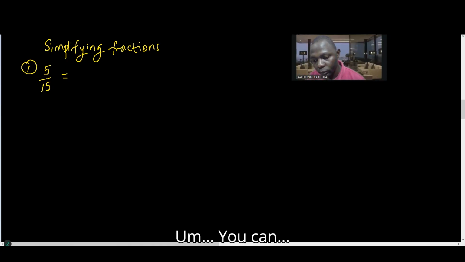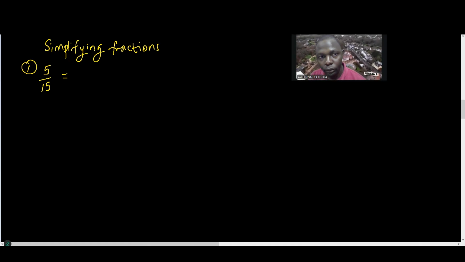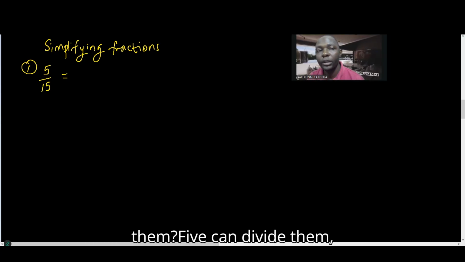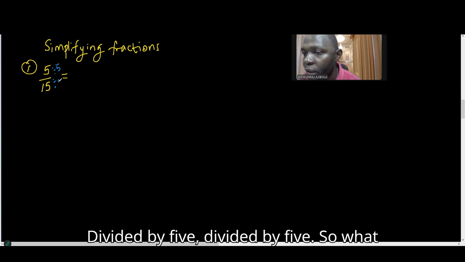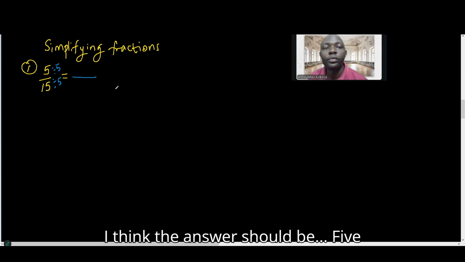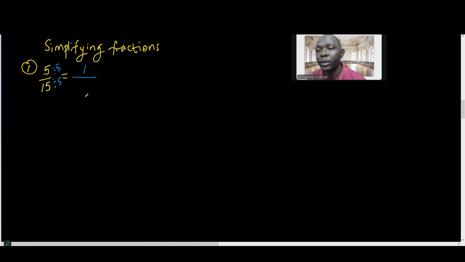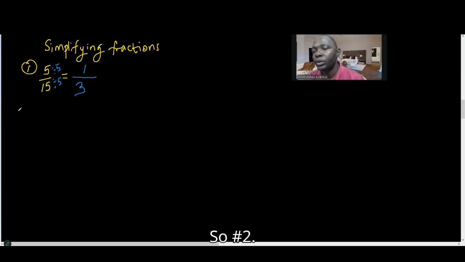What number can divide both of them? 5 can divide them, right? Divided by 5, divided by 5. So what should be the answer? I think the answer should be 5 divided by 5, 1, over what? Three. That's correct.